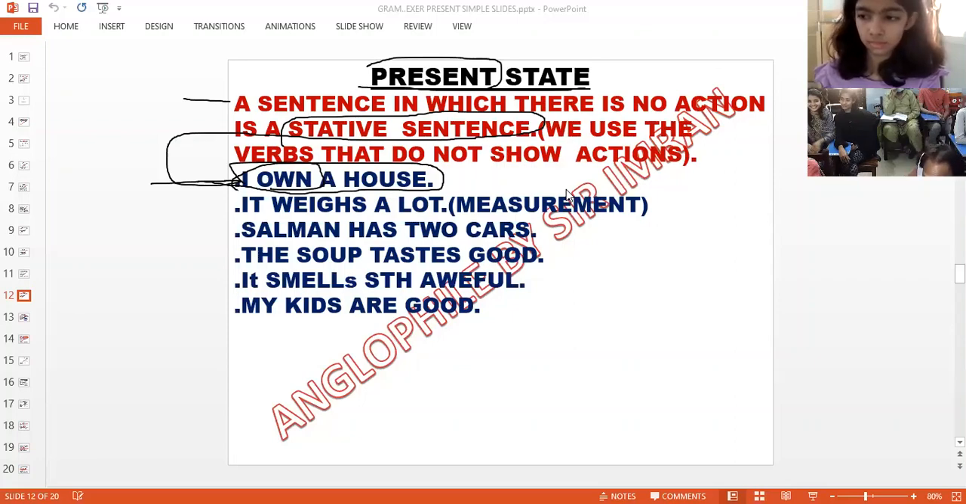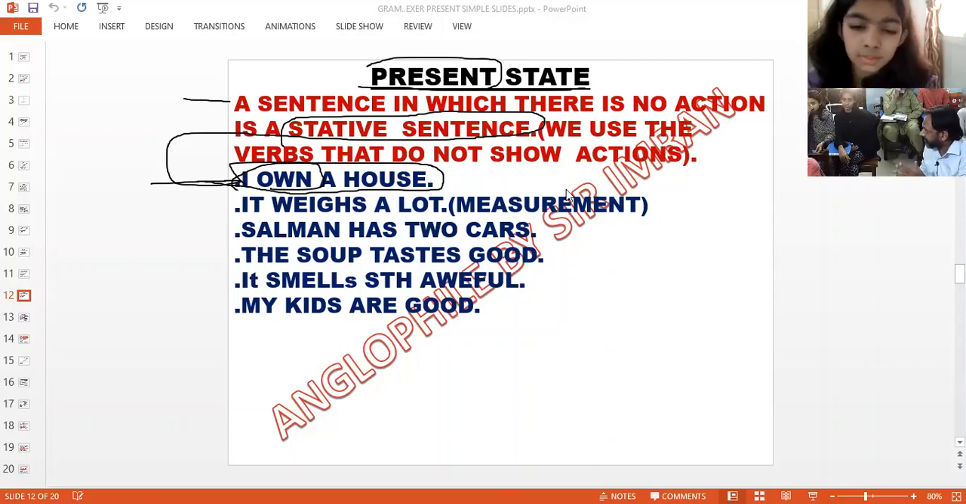All right, come on. So you must remember present state. Present state means आप कोई ऐसा सेंटेंस बनाते हैं जिसमें कोई काम नहीं है, उसको हम कहते हैं स्टेटिव सेंटेंस। लेकिन क्योंकि ये प्रेजेंट की बात कर रहा है, उसको हम कहते हैं प्रेजेंट स्टेट। What do you call it? Present state. So of course since it's a present simple tense, we are supposed to follow the first form of verb.